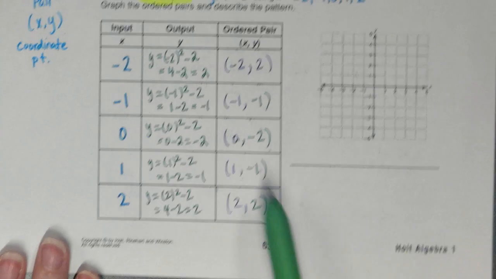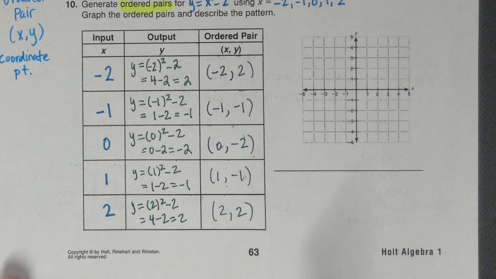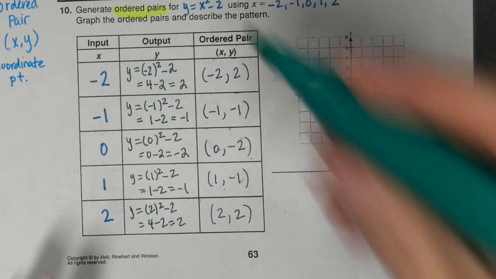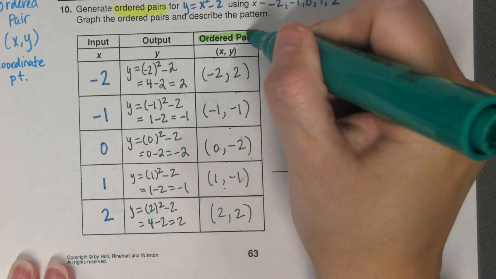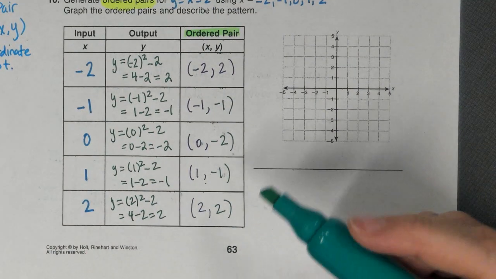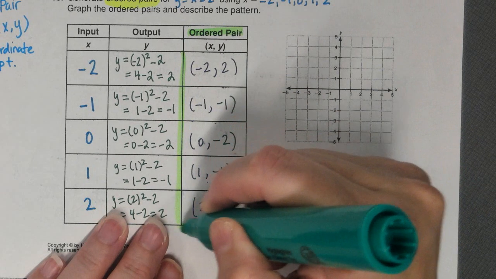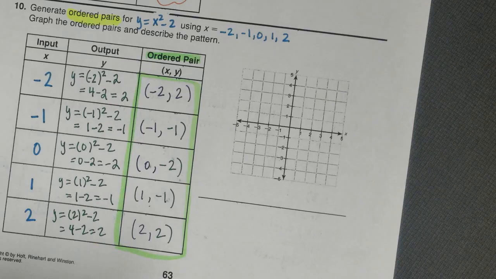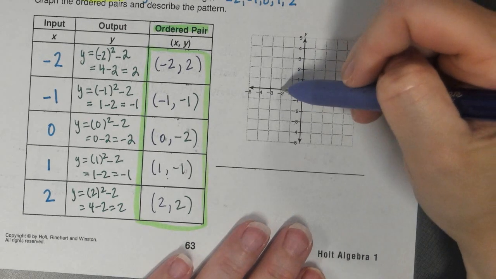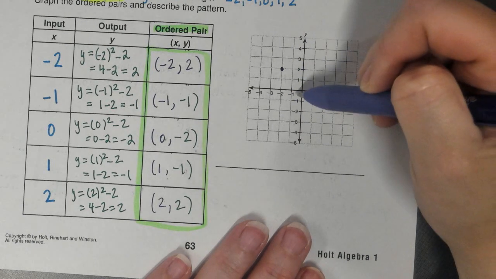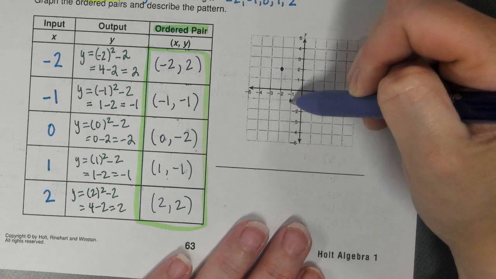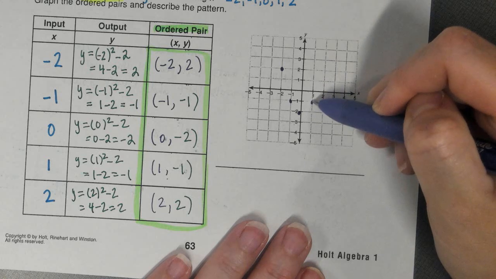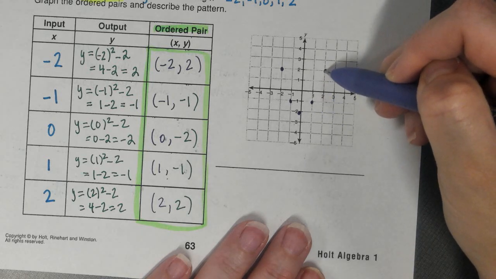Okay, any questions for me on getting those points? All right, now what you're going to plot is the set of ordered pairs. Everything in this column is what we are going to put on our graph. So let's plot this. We have -2, 2; -1, -1; 0, -2; 1, -1; and then 2, 2.